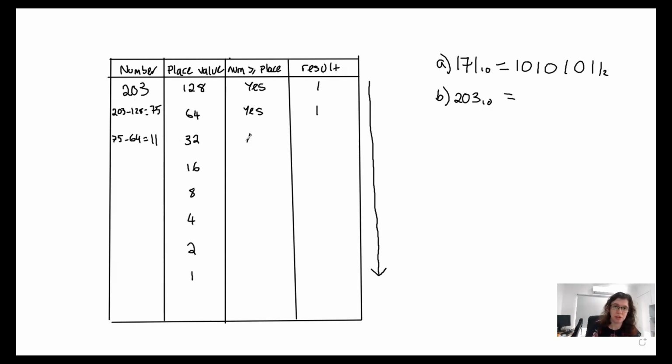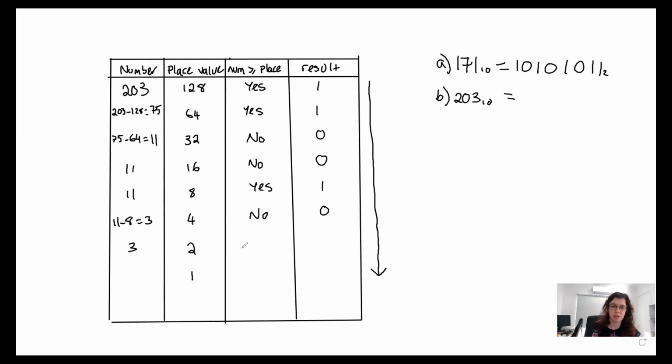Is 11 greater than or equal to 32? No, it's not. So we get a 0 there. Is 11 greater than or equal to 16? No, it's not. So we put a 0 there. Is 11 greater than or equal to 8? Yes. So that gets a 1. And then we subtract 8 away to give us 3. Is 3 greater than or equal to 4? No, it's not. So we get a 0.